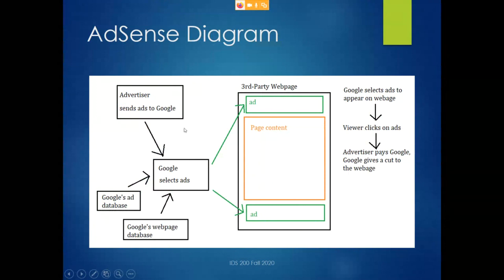So, basic diagram, again, advertiser sends ads to Google. Google has a database full of ads that it's pulling stuff from. Google also has a database of web pages. So anytime somebody views a page where Google has space to put in its ad, these green boxes, Google's going to pick some ads. It's going to show them in the appropriate places that have been permitted by the site owner. And then if a viewer clicks on one of those ads, eventually the advertiser will pay Google, and Google will give a cut to the web page, typically around the order of 40% or so. Web page, there should be a P there.